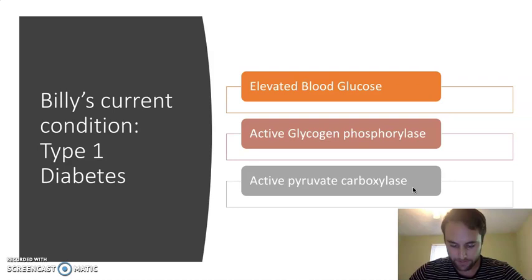For this reason, glycogenolysis and gluconeogenesis pathways are likely active in Billy's current state. Glycogen phosphorylase is an active regulatory enzyme in glycogenolysis, and pyruvate carboxylase is an active regulatory enzyme in gluconeogenesis.